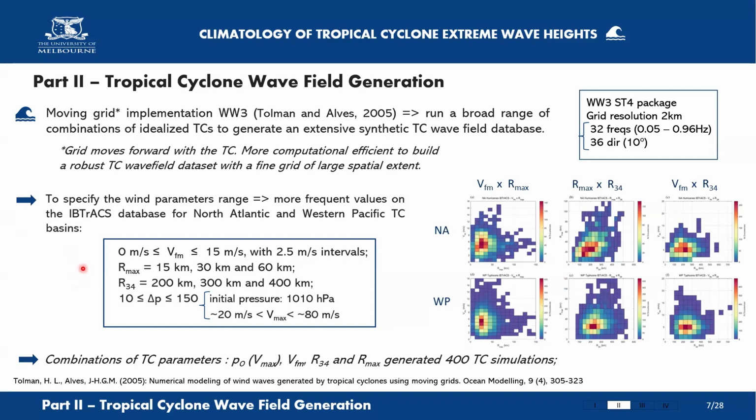For the R34, the radius of gale force, we use 200, 300, and 400 kilometers. And we use the central pressure equivalent to maximum winds between 20 and 80 meters per second. The combinations of these parameters generated around 400 tropical cyclone simulations. In the figures, we show an example of the joint distribution of these parameters for the North Atlantic and Western Pacific.